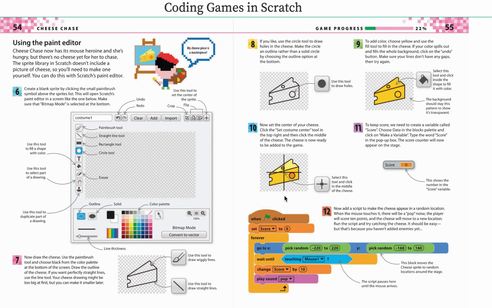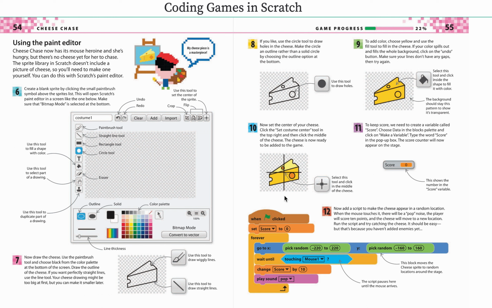Now what are the next things you need? Then you go to the paint editor and you can build a cheese. You can use some tools as shown over here and draw a cheese using the paintbrush, or if you want you can import a picture. You can do it however you want, but you could just go to the paint editor and try drawing a cheese. Here are some steps you can follow.